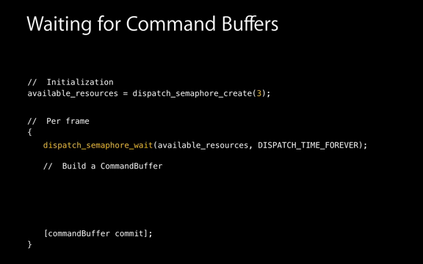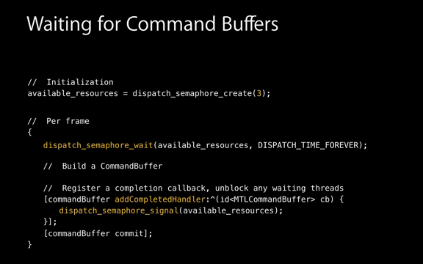Now, the other side of this is we need to signal the semaphore when it is safe for the application to proceed. So in Metal, you can add a completion handler to a command buffer. When the GPU finishes executing this command buffer, the OS will invoke the block that you provide, and you can do whatever you want in there. In this case, I'm going to signal the semaphore and say, hey, a command buffer finished, there's a uniform buffer available, start writing to it, have a blast.